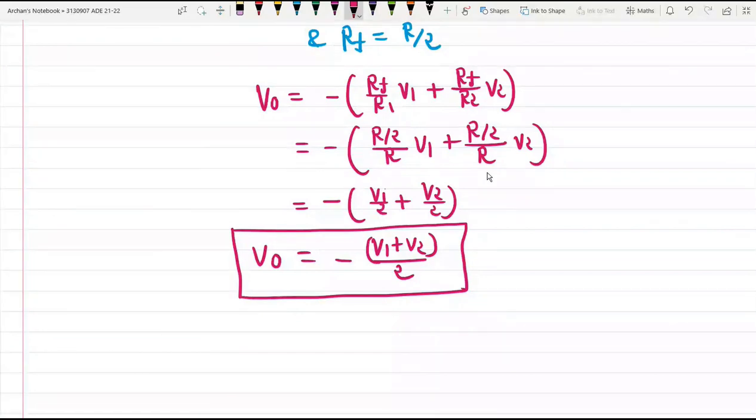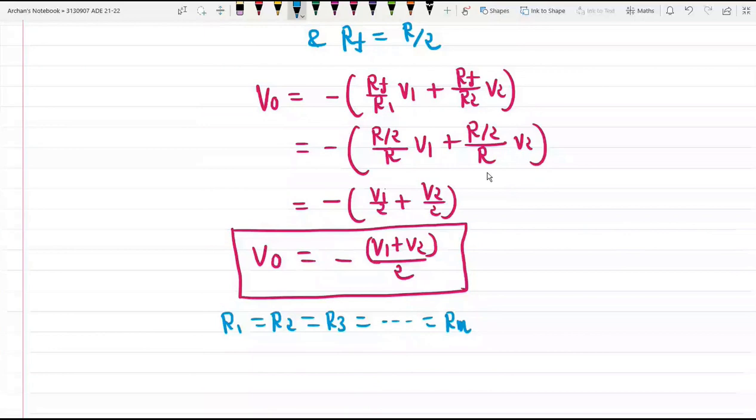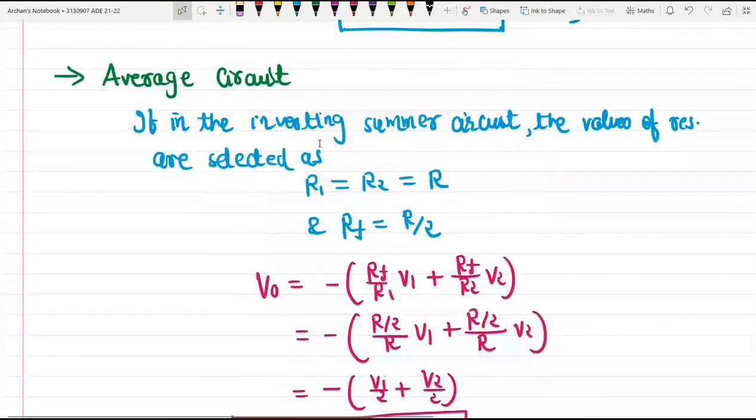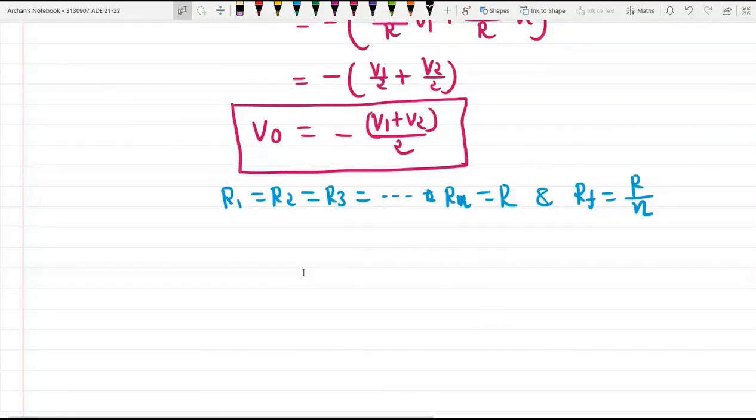If we have n inputs, then output will be equal to V1 plus V2 up to Vn by n. In that case our values of resistances will be R1 equal to R2 equal to R3 equal to Rn equal to R, and what is the feedback resistance? Feedback resistance should be equal to R by n. So if we select these values of resistances, then we will have an average circuit. This is called an averager. So this is a typical application of operational amplifier.